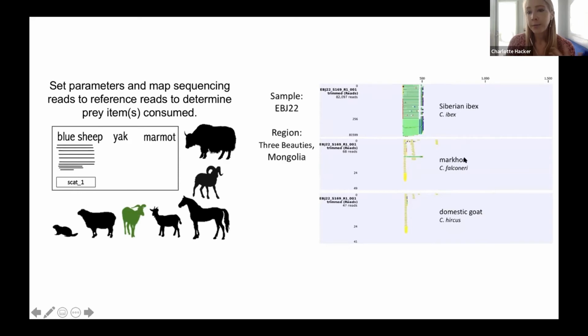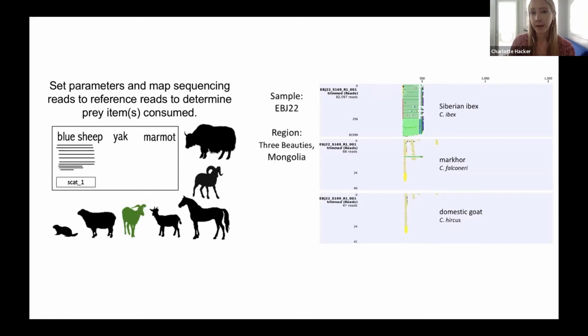My other goat caprid species here, my Korean domestic goat, I'm not getting that same kind of solid read mapping there. I'm just getting kind of spotty read mapping. So that tells me that that's not what that snow leopard ate, and I can be confident that the snow leopard ate a Siberian ibex in this case. And sometimes in a single sample, you'll find more than one diet item. It's not very common, but you might find something like a Siberian ibex and a marmot, for example.